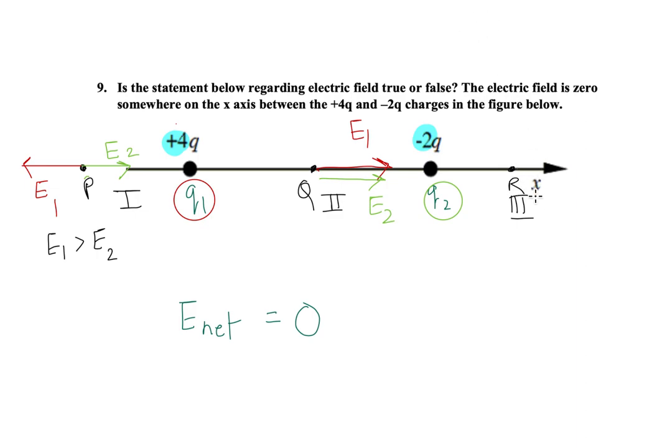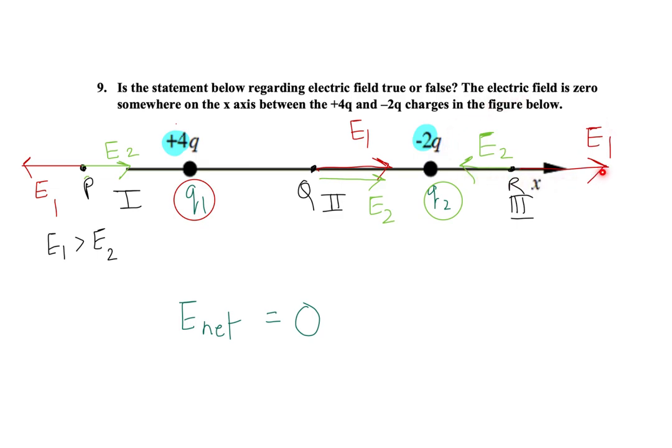Q1 is positive, so the electric field for Q1 is outwards like this, E1. Q2 is negative, the electric field should point towards Q2, that's E2. Always I'm checking, is it a positive charge or a negative charge? For a positive charge, the electric field will point outwards, that's why we have E1 outwards. For a negative charge, the electric field will point inwards, that's why we have drawn E2 to the left.